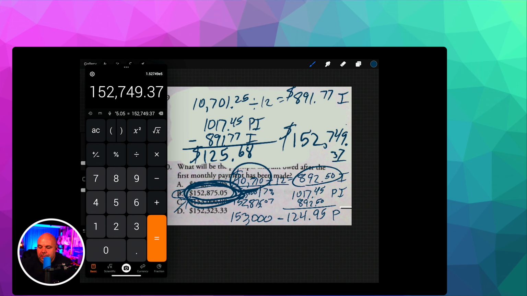Again, for the second month, just replace the loan amount with the new one, right? Not the original loan amount. It's going to be the one you calculated after the first month. So you have to do the first month in order to calculate the second month.